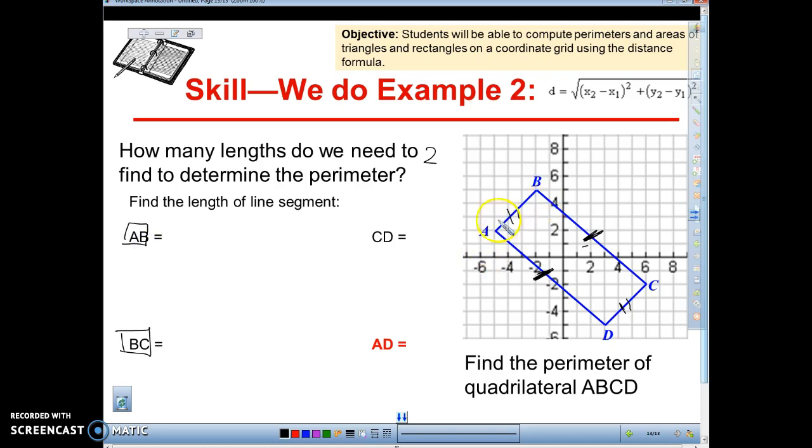So AB, I can calculate this, and what I'm going to do is use the distance formula. A is located at -5, 2, and B is located at -2, 5. So these are my 2 points. So I'm going to use my distance formula. Difference in my x values comes first. That is -2 take away -5. And I'm going to square this guy.